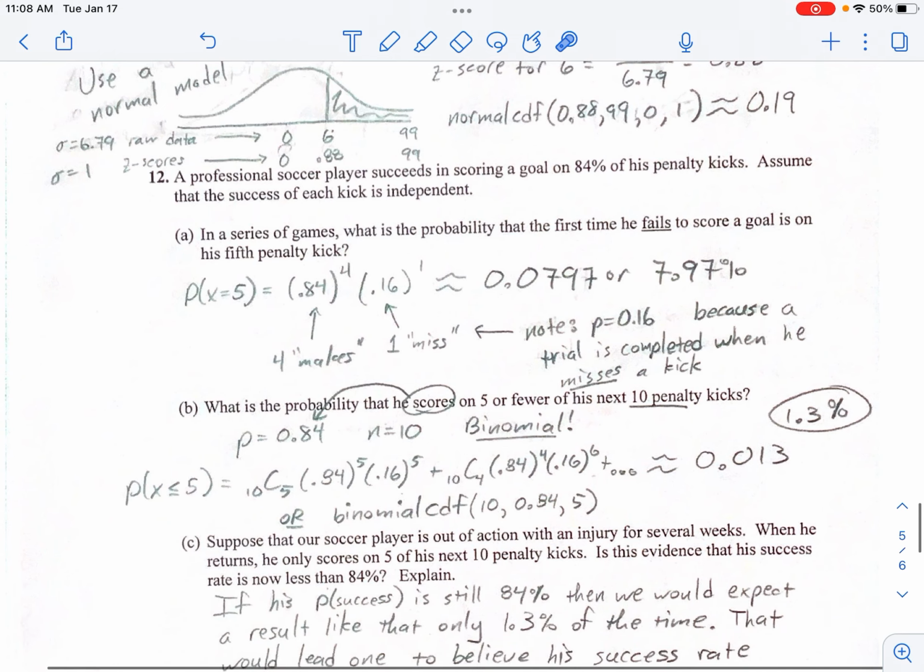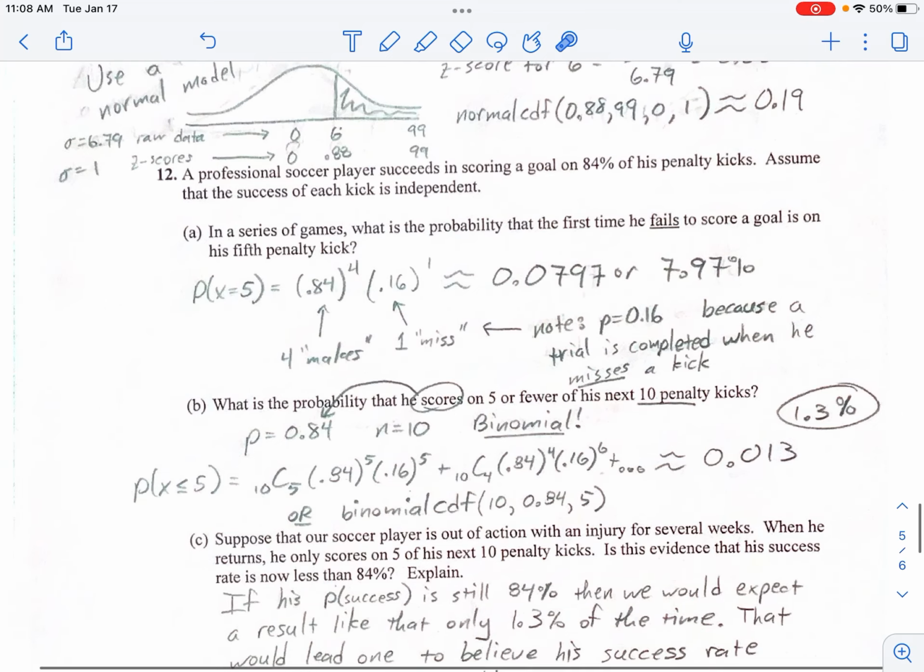Okay, 12. The soccer player is going to take kicks. It tells us each kick's independent, voila. You're going to keep kicking until you fail to score a goal on your penalty kick. It says, what's the probability he fails to score the first time on his 5th kick? So he makes 84%, so he misses 16% of the time, right? 84 plus 16 is 100.